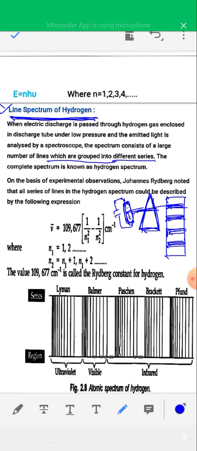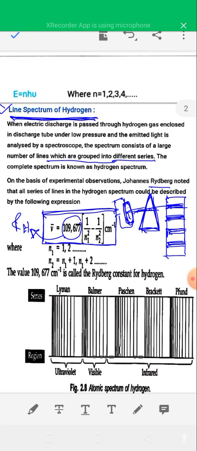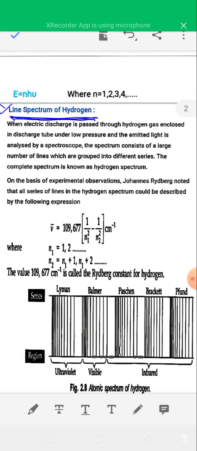On the basis of experimental observation, the scientist Rydberg noted that all series of lines in the hydrogen atom could be described by the following expression. The wave number of each line in the hydrogen spectrum can be calculated by this formula: wave number nu bar is equal to 109677, which is known as the Rydberg constant, represented by RH, into 1 by n1 square minus 1 by n2 square, where n1 and n2 are integers.